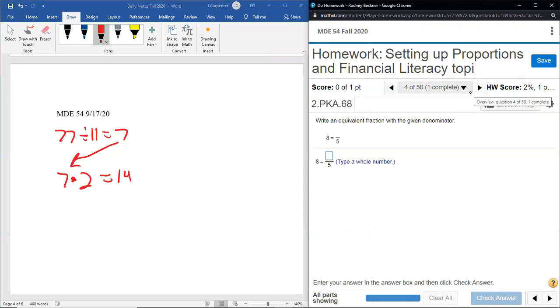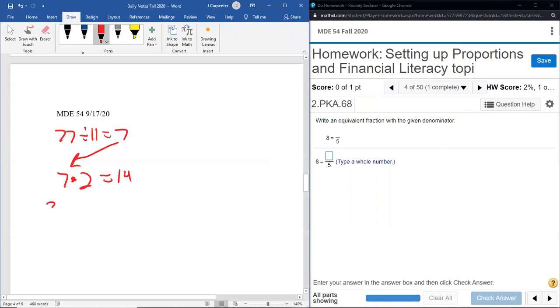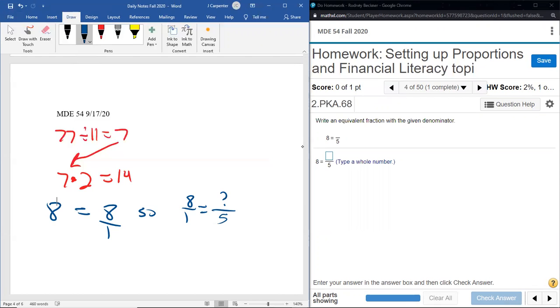Now, I definitely wanted to do this one because the first fraction, the one on the left, does not have a denominator written. You need to remember that a whole number, 8, is the same thing as 8 over 1. That's very important here, because you have to be able to see the denominator of 1. So we're saying 8 over 1 is equal to what over 5? We take the denominators and divide them: 5 divided by 1 is 5. Then we take that number and multiply it by the original top, 5 times 8 is 40, and that should be our new numerator.